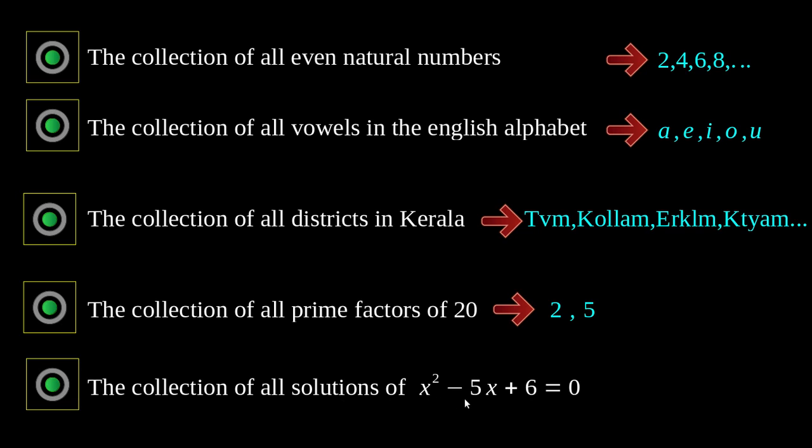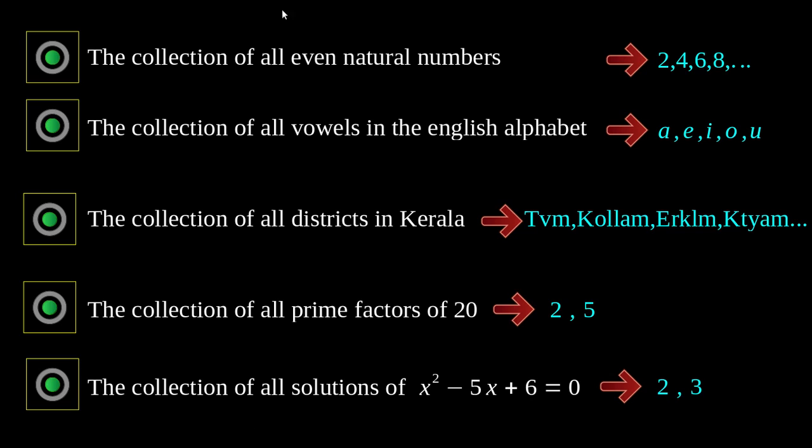For that we find two numbers such that their sum is negative 5 and product is 6, which are the numbers minus 2 and minus 3. We can write x square minus 5x plus 6 as the product of linear factors x minus 2 into x minus 3, and hence this equation becomes x minus 2 into x minus 3 equals 0, that is x minus 2 equals 0 or x minus 3 equals 0. Therefore the two distinct solutions of this equation are x equal to 2 and x equal to 3. That is, the numbers that belong to the collection are 2 and 3.